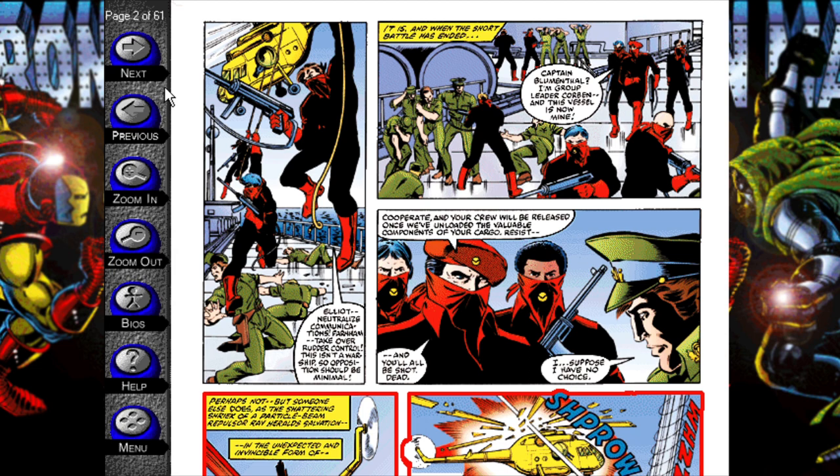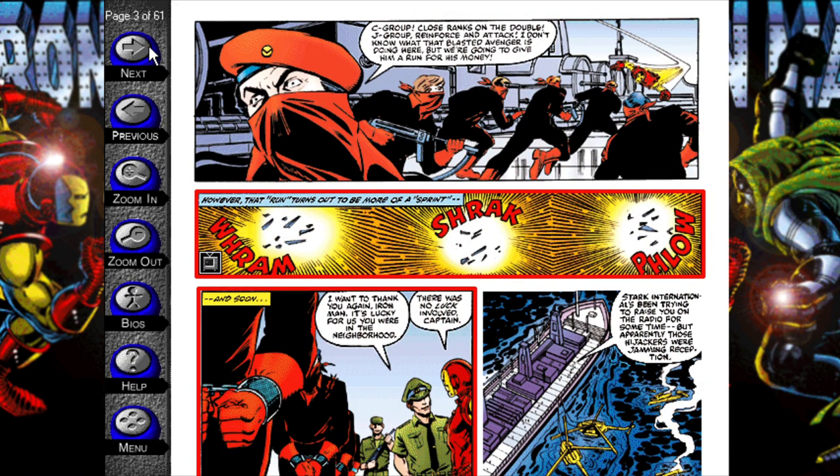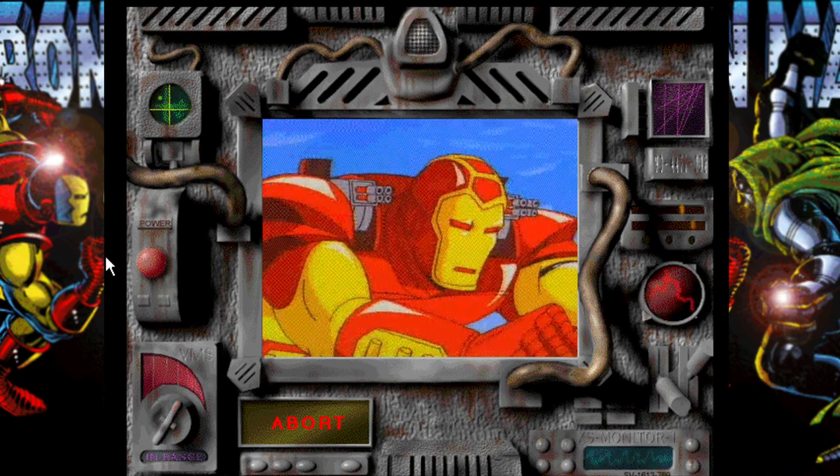But before the payload can be seized, a flash of light heralds the arrival of the invincible Iron Man, who swiftly disables two of the helicopters. Pirates prove no match for Iron Man and are quickly neutralized. As the relieved crew thanks the armored Avenger, he relays orders from Tony Stark to turn the ship around immediately and return to port. But that's not going to happen.